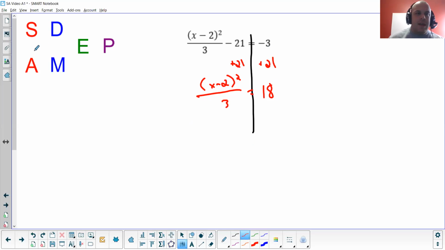Next, I got rid of my subtractions and additions. I now have to look and see if I have any multiplications or divisions. I'm being divided by 3, so to get rid of a division by 3, I multiply both sides by 3. So I now have (x - 2)² equals 54.